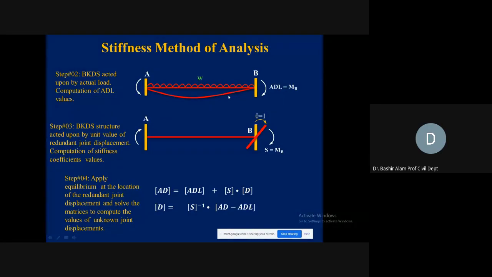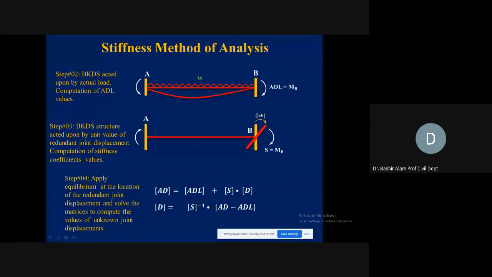And we have fixed equations for such kind of conditions. What will be the moment here? It will be WL squared divided by 12. So very quickly you can find out this ADL component. So this will become your ADL, which will be equal to MB. But in the original structure, we don't have any moment there because it was a roller support which cannot resist the moment. So what will we do now?